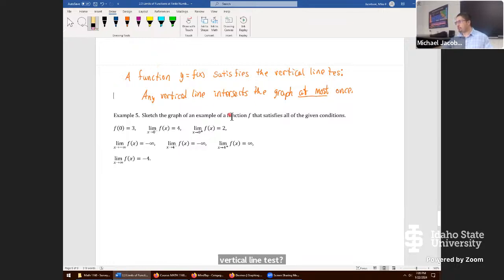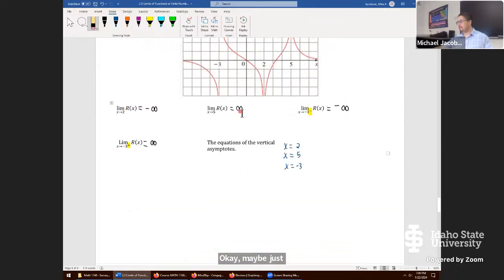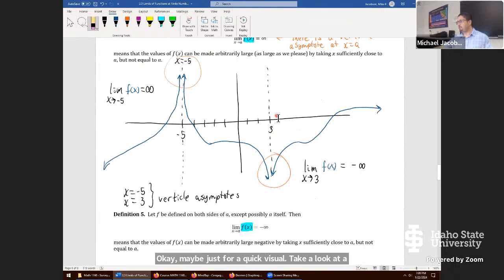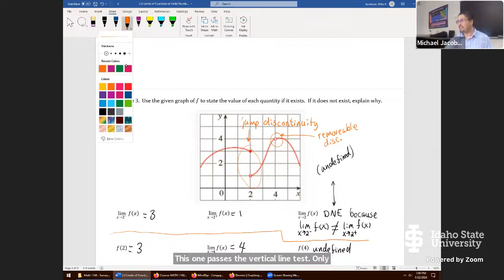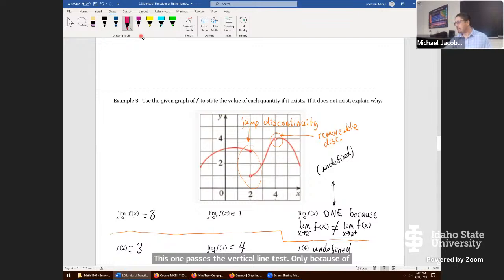Okay, maybe just for a quick visual, take a look at a graph, say right here before we pop down. This one passes the vertical line test only because of that open circle right there. But if you fill that in, say in this location, it fails the vertical line test right away, and this entire problem is a lie. There is no function here, and so all the limit statements we're making no longer make sense.